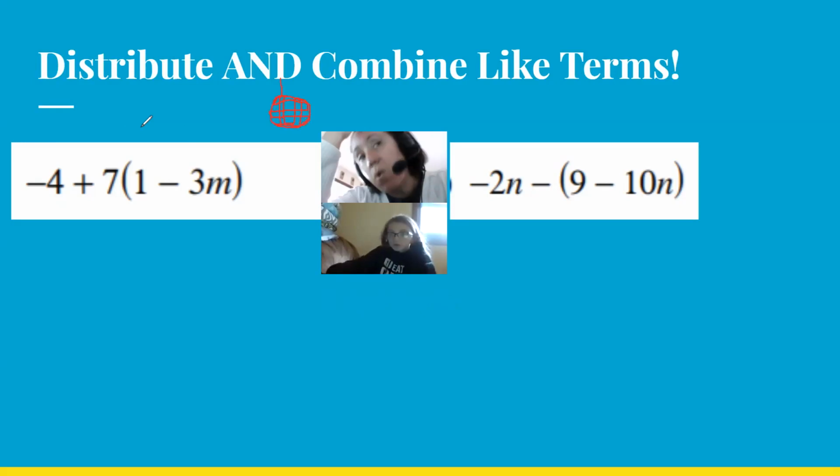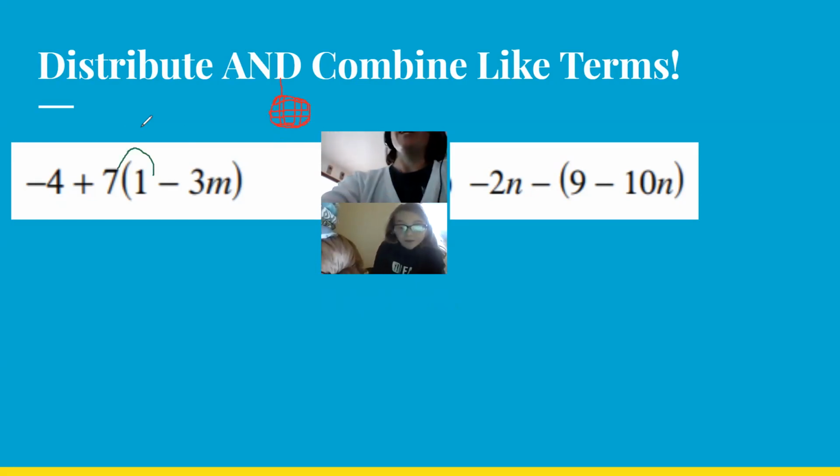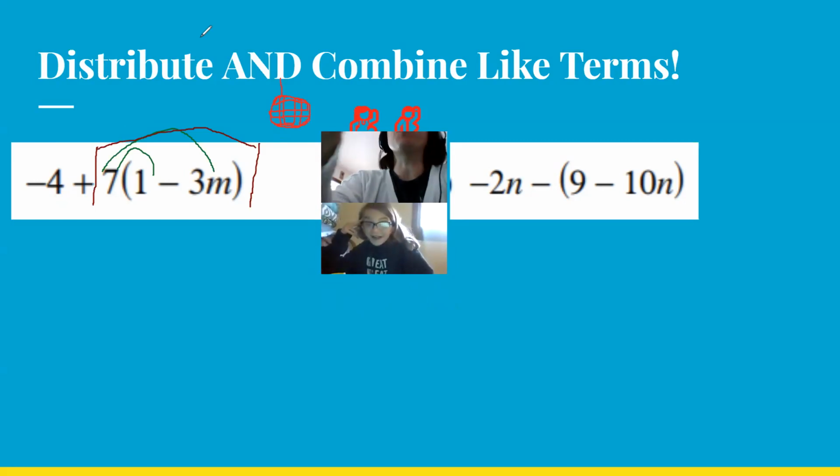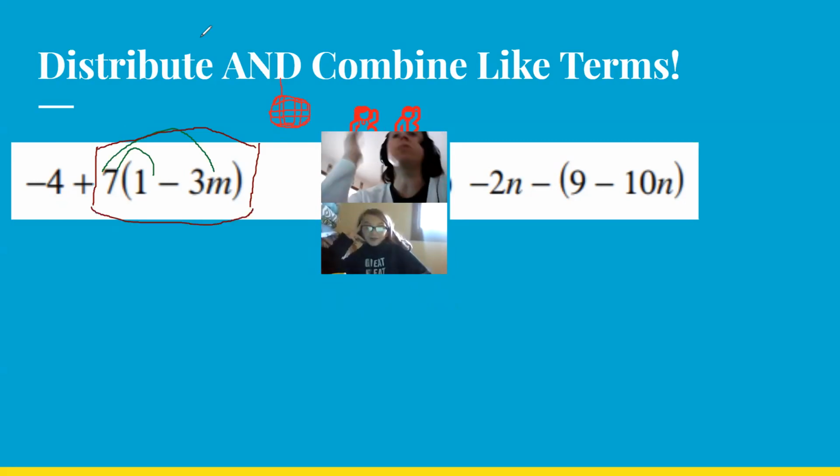Okay, so sometimes you have to do both, combining like terms and distributing, but I wanted to bring up that anytime you have a problem with distributing and combining like terms, you always distribute first, always. So if you see parentheses, you always distribute first. We're almost done, Annabelle, I promise. I know there's a lot.